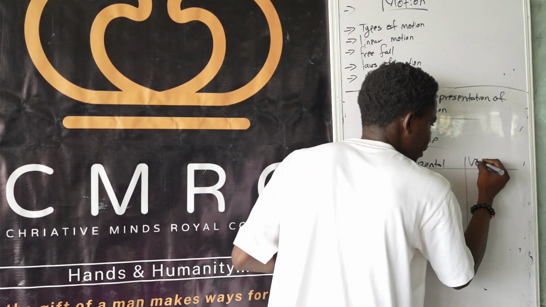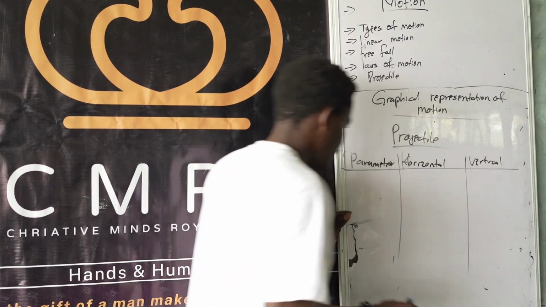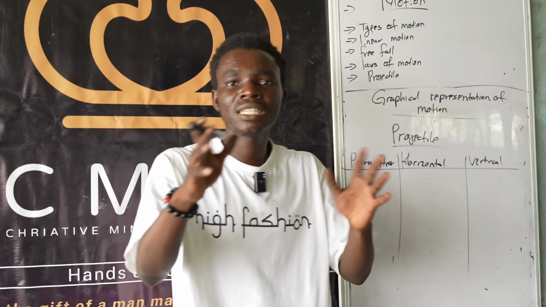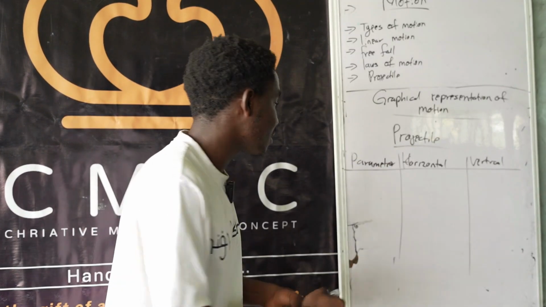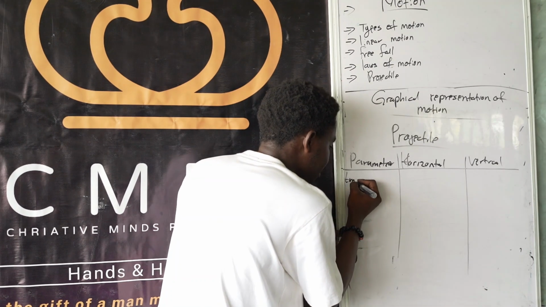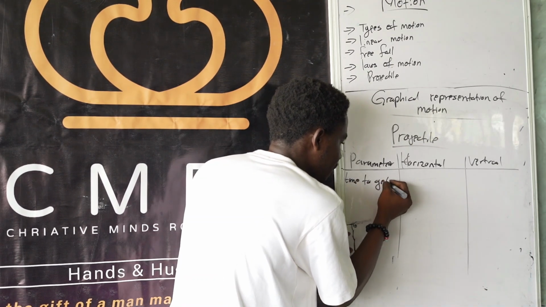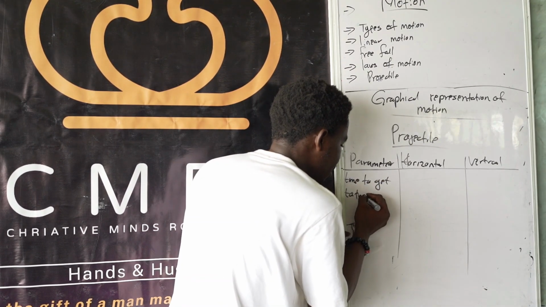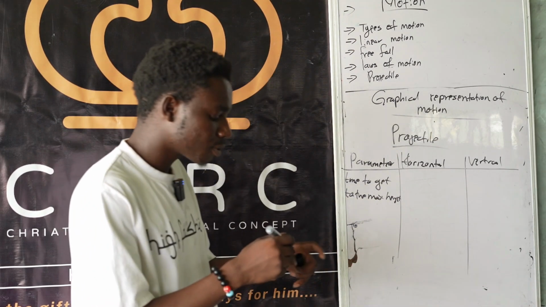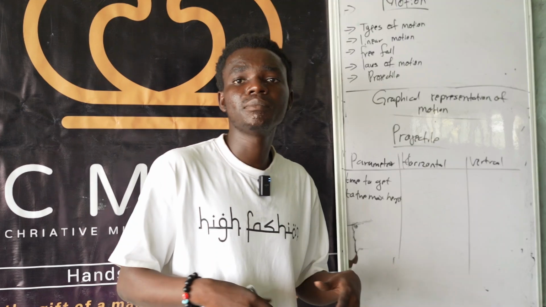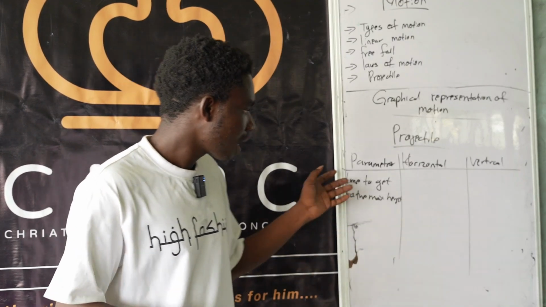Then we have the vertical. Now, there are some parameters that they will ask you if they want to ask a question. The number one that is very, very easy to ask is: what is the time to get to the maximum height? If you are asked to calculate the time required to get to the maximum height, how do you calculate it?